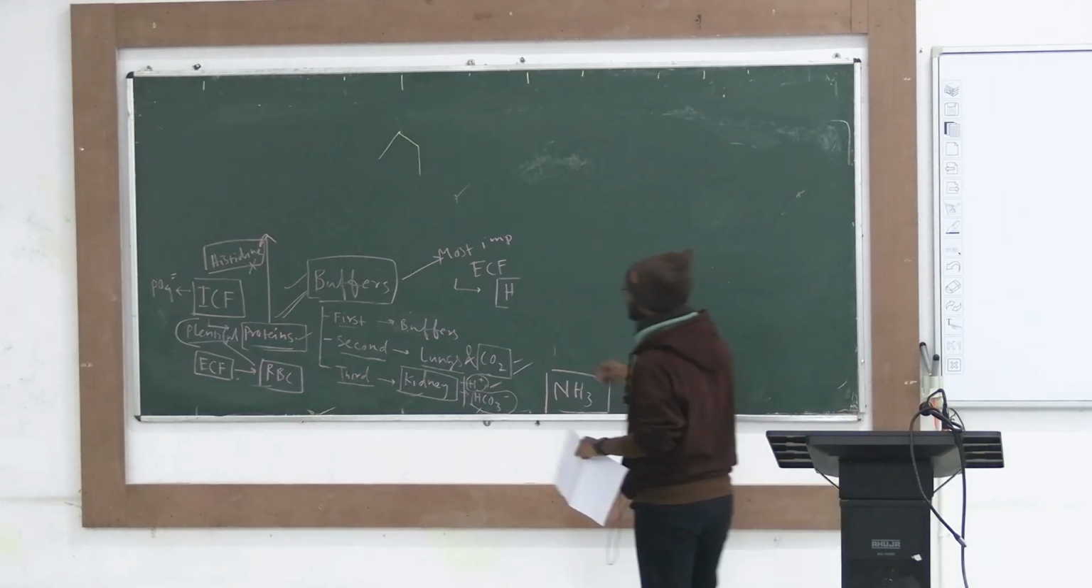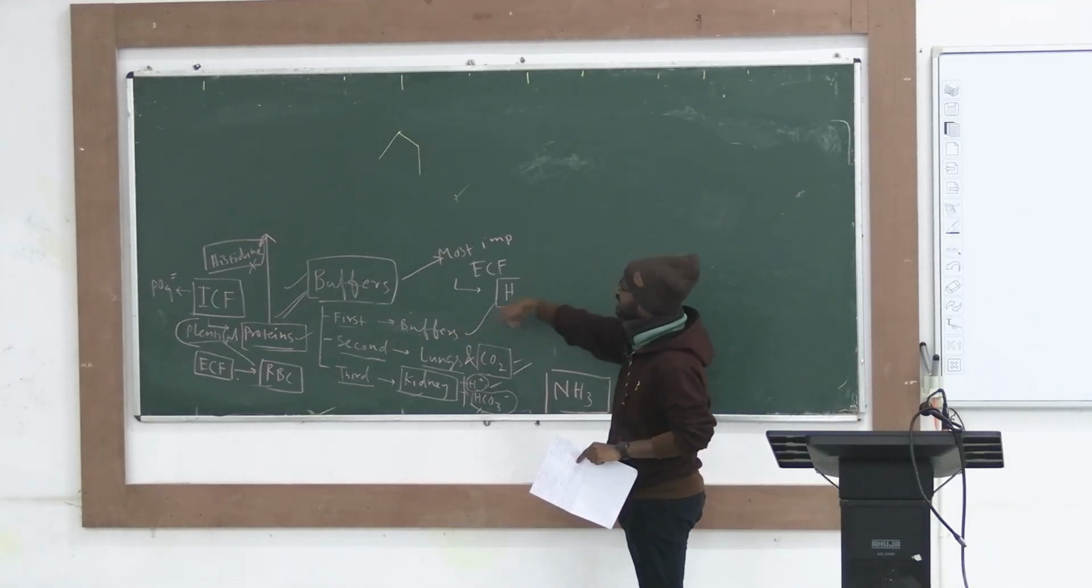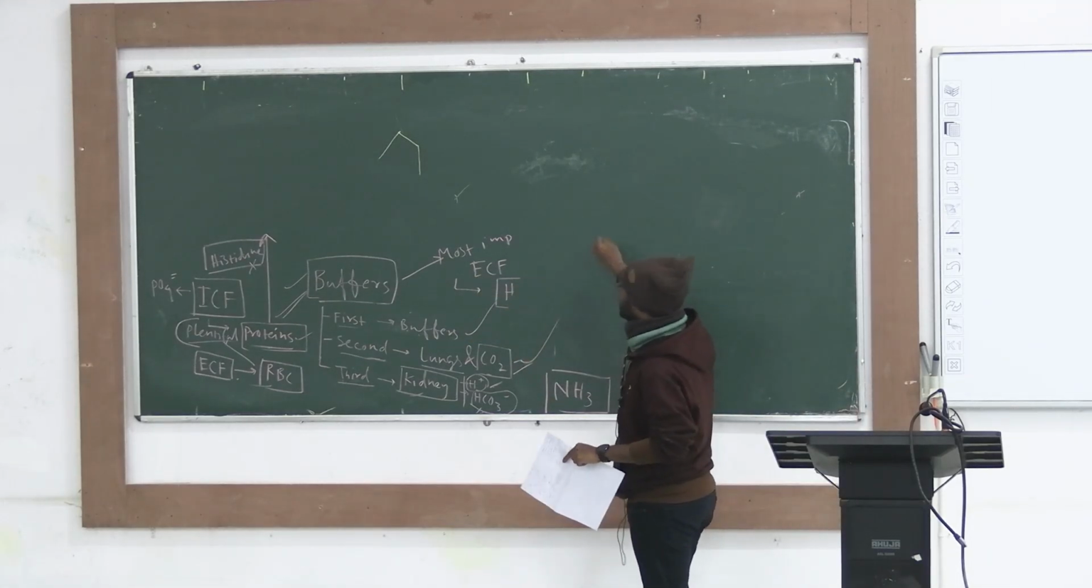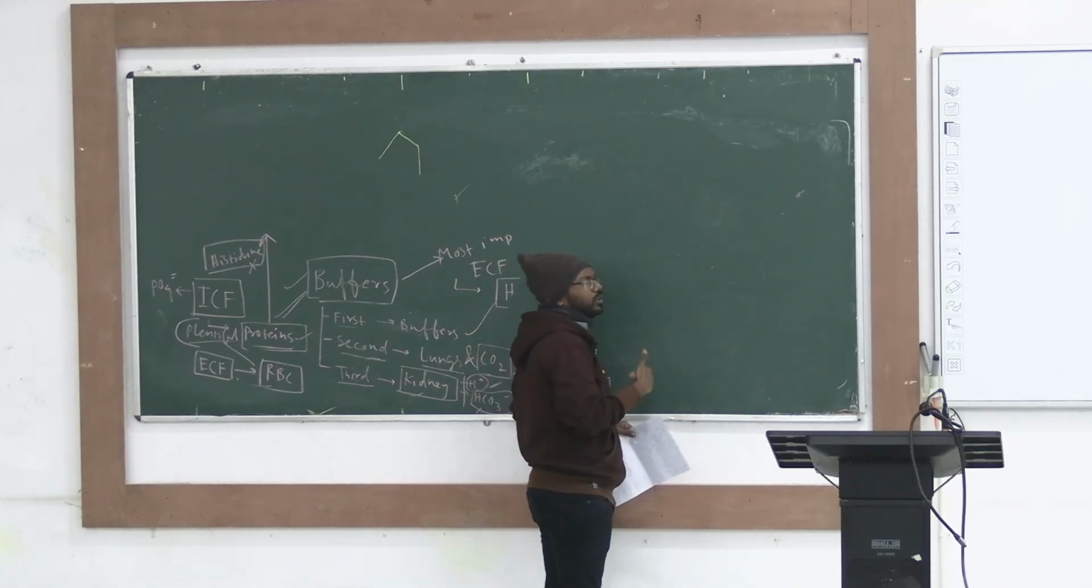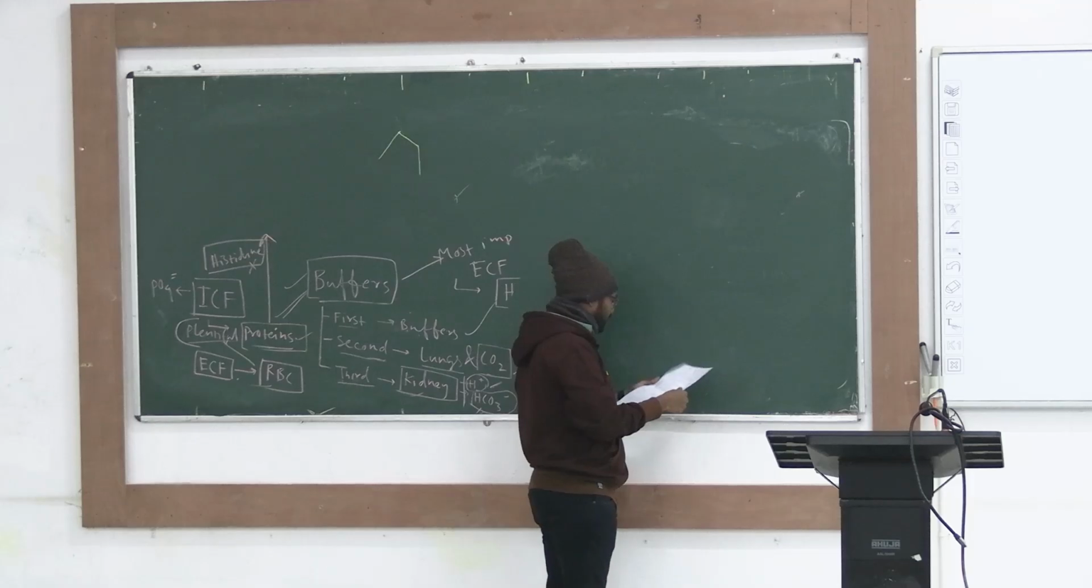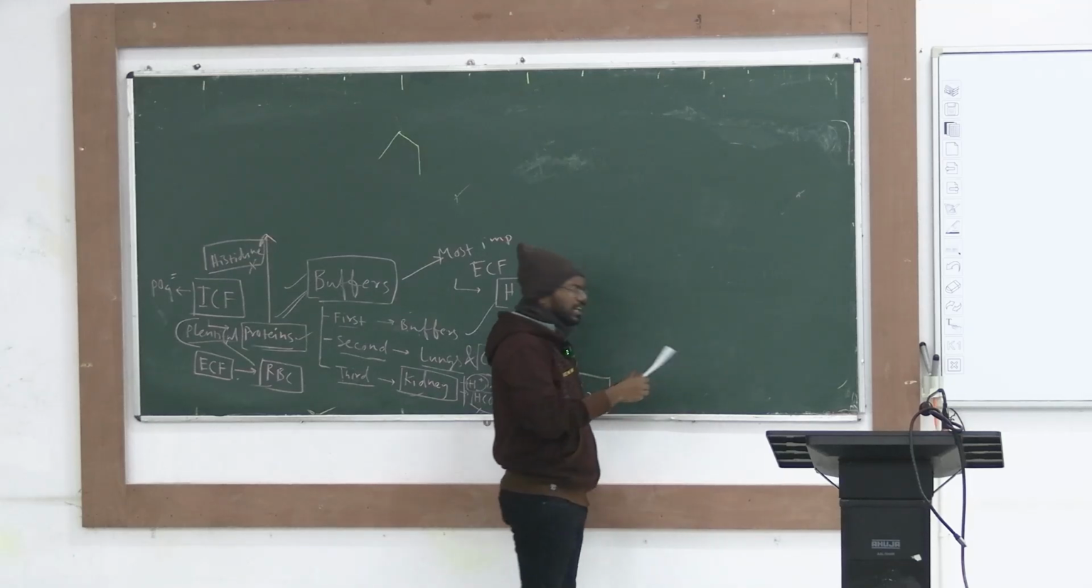Then we'll be moving into buffers, we have learned the basics. Then we'll be moving on to the second line of defense, that means lungs and CO2. How the CO2 in the lungs affects your pH. What is the second line of defense?